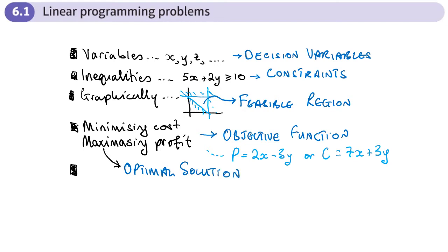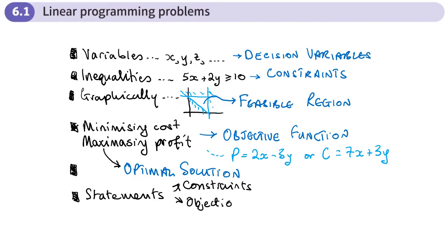So this first section is all about taking some statements, and from those statements we want to write some inequalities, we want to write some constraints, and also what we want to write down is what the objective function is. So from our statements, we're going to write some constraints, and we're going to write down our objective function.